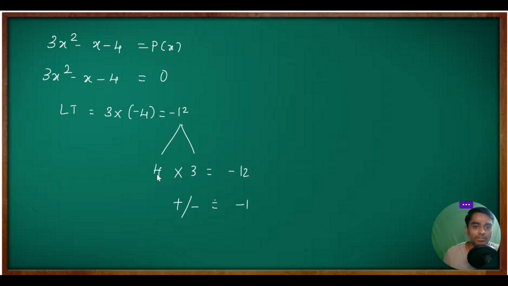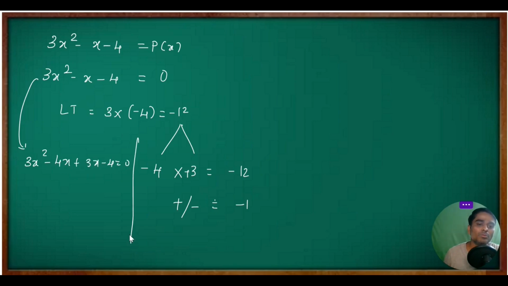So can I write 4 and 3? Correct, 4 and 3. So minus 4 plus 3. What will happen to this now? 3x square minus 4x plus 3x minus 4 equal to 0. Correct. Now here x is common.